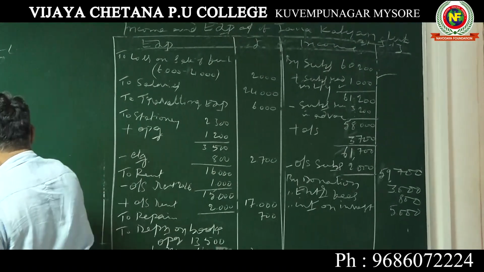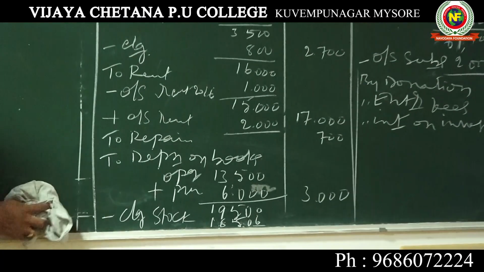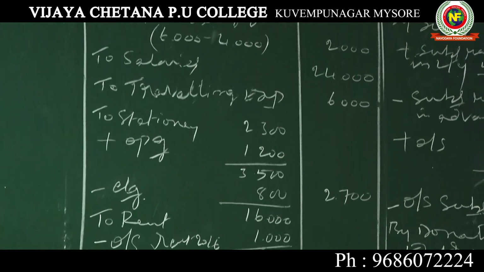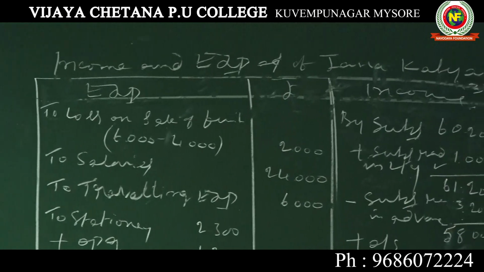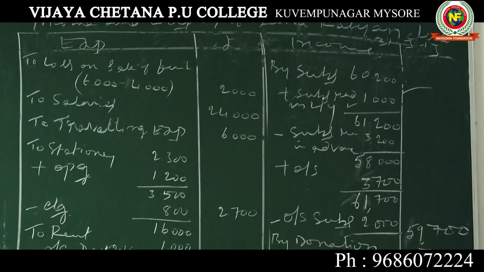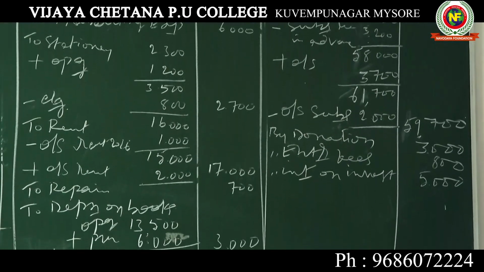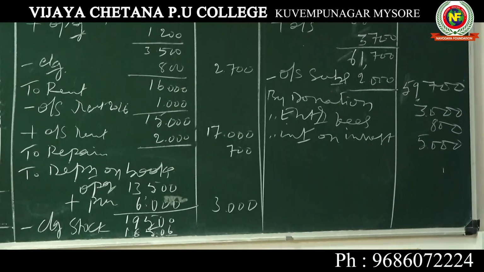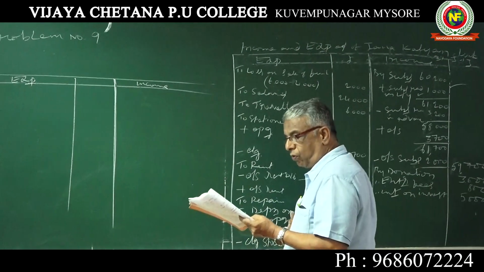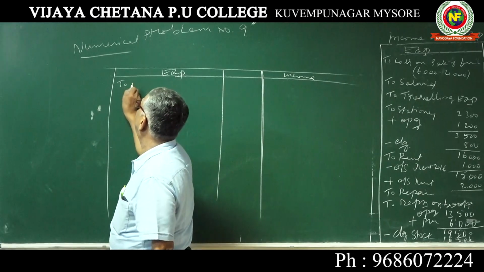I will continue here, students. Stock of that is depreciation on books is over. Then depreciation on furniture.